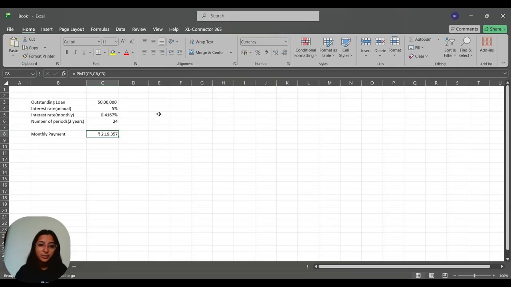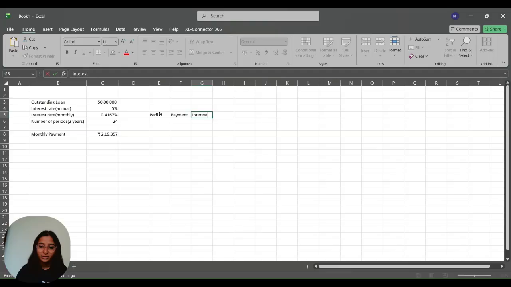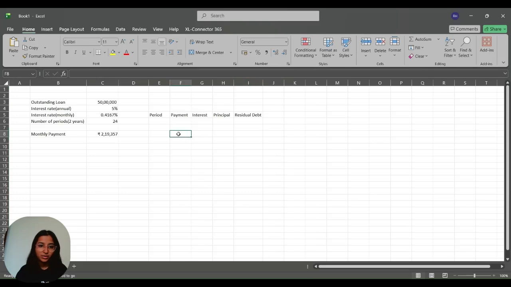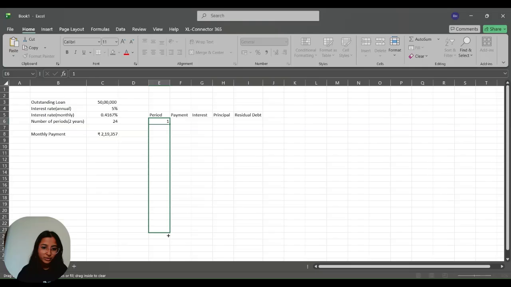Now let's look into the amortization table. First we will take the period, and the second column is the payment, the monthly payment, and next is interest, next is principal, and the next one is the outstanding loan, which is the residual debt. So now we have 24 periods. Let's drag it till 24.